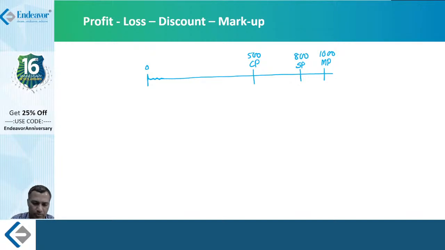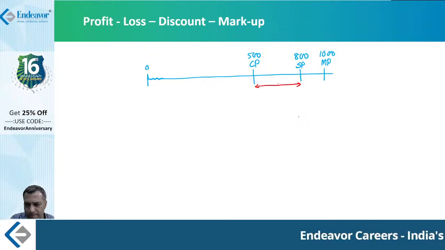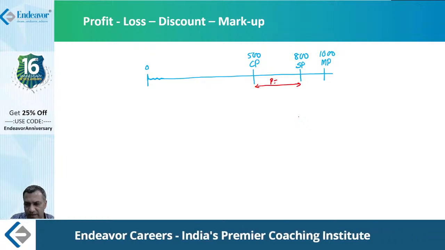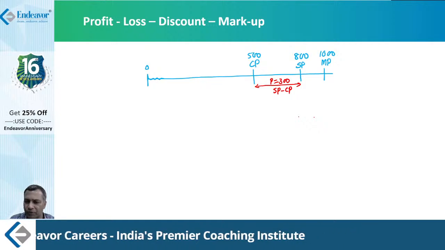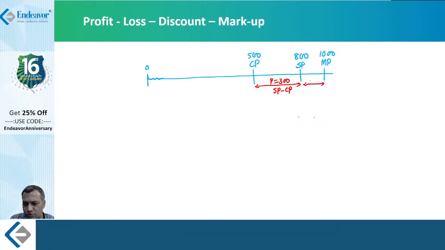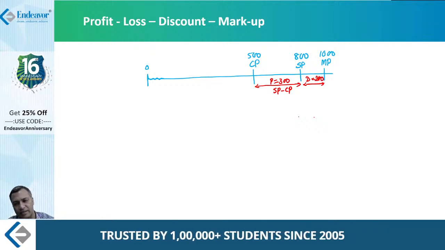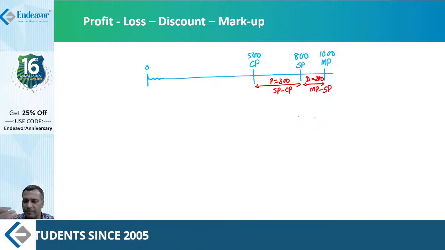All right, a couple of terms from here. The gap between these two is nothing but the profit. If you ask me what this profit is, sure, 300 rupees. Therefore, profit is selling price minus cost price. Similarly, the gap between these two terms is the discount. What is the discount offered? 200 rupees, 800 to 1000. So discount is mark price minus selling price.